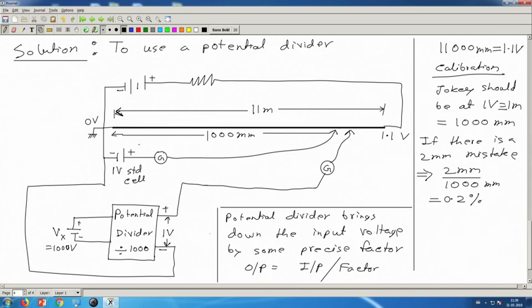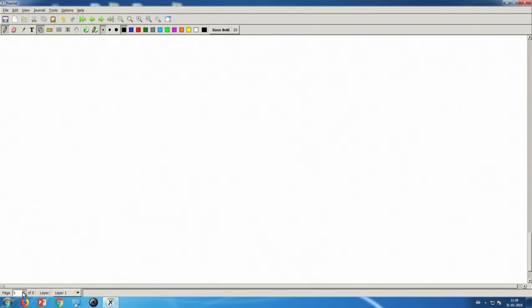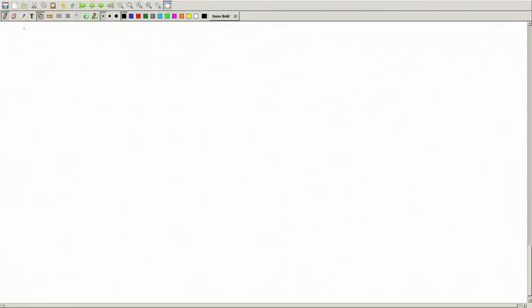Okay. Yes. So, now let us see how a potential divider can be made. Okay. So, let us now see the circuit of the potential divider. We have already seen why it is useful.